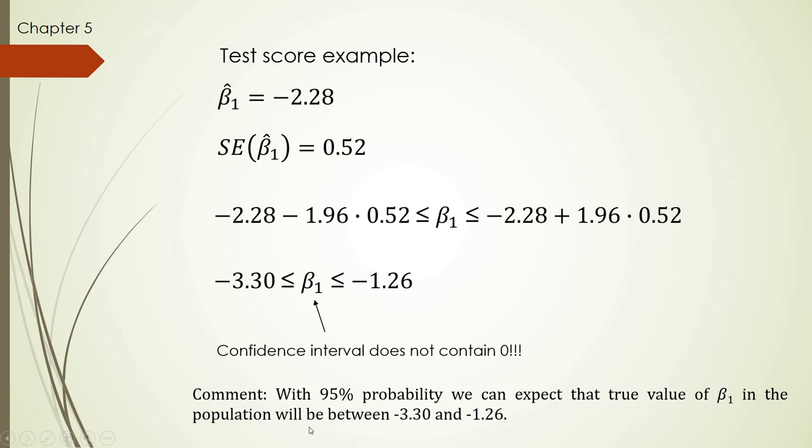How do we comment on this? With 95% probability, we can expect the true value of beta 1 in the population will be between minus 3.3 and minus 1.26.